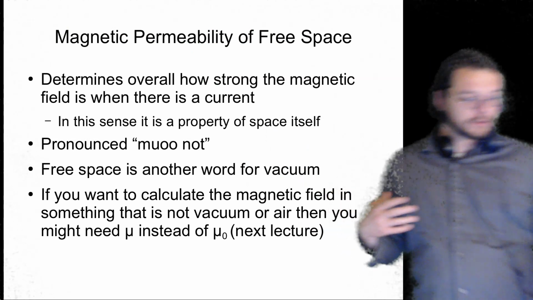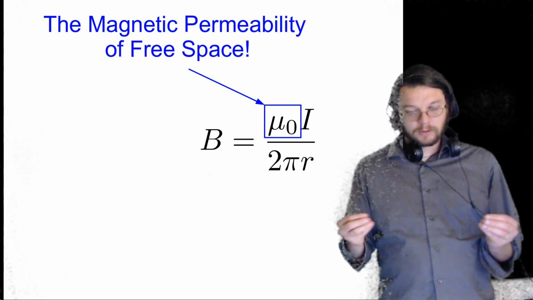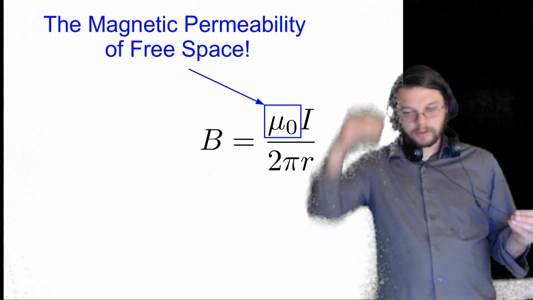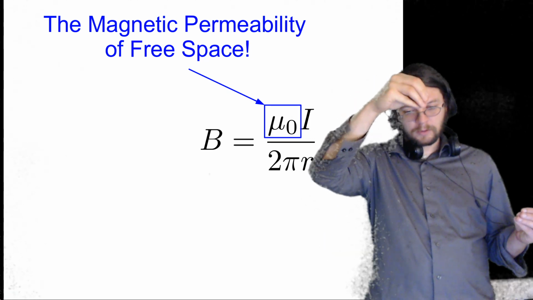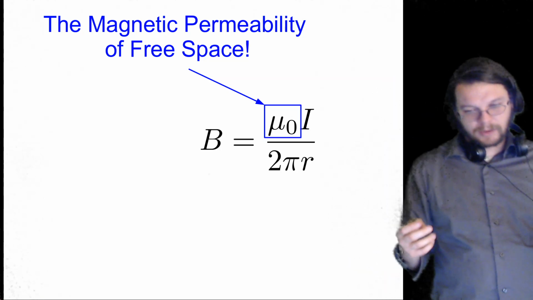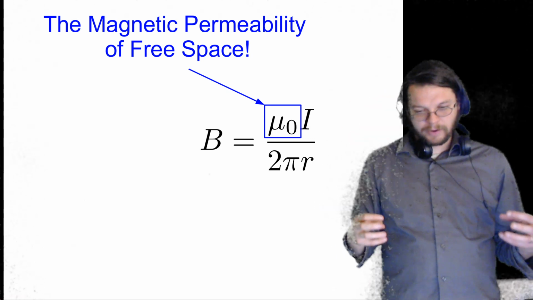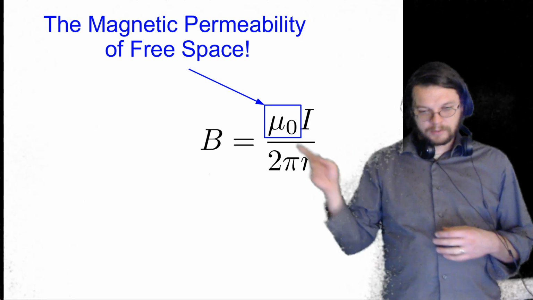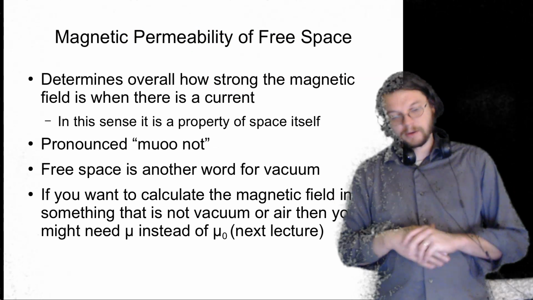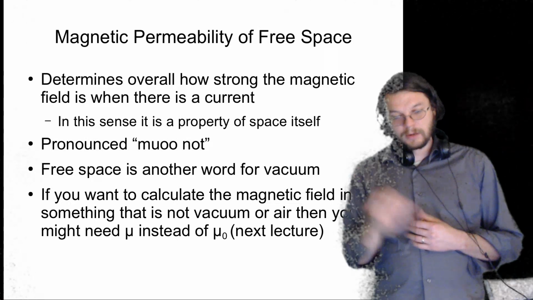Basically, the role of this constant is that if you have some current, it's going to produce a magnetic field. The question is how strong. If you have some current that's here, you want to know what the magnetic field is up here. Well, space itself has properties that determine how much magnetic field you get up here based on the fact that there's a current down here. So this thing has to do with the properties of space itself. In other words, the properties of the vacuum that determine the relationship between that current and that magnetic field.